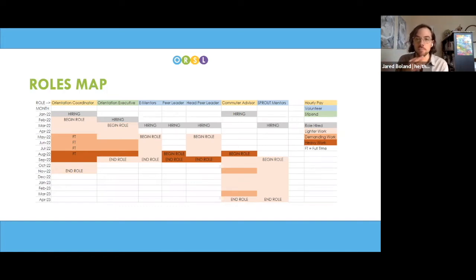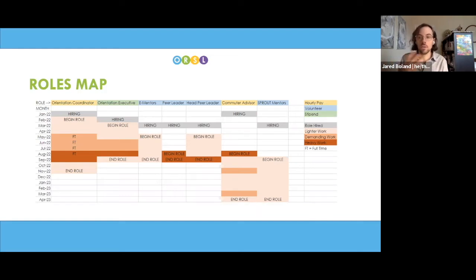For anyone who has been around for a couple of years, you'll notice that one of the things we're really trying to do this year is break apart roles into more manageable chunks. So as Trish was suggesting, you can take on an EMentor role. This is the third column here, where you'd be hired in March, and then your role would go through the summer, pretty low key, no more than 5 hours a week tops, with some email pieces. And then you'd end your role once the school year kicks off.